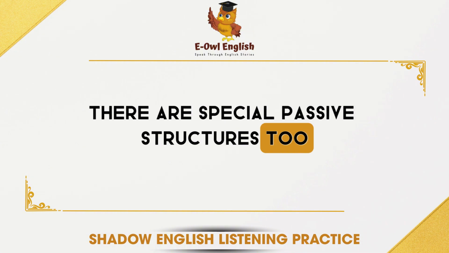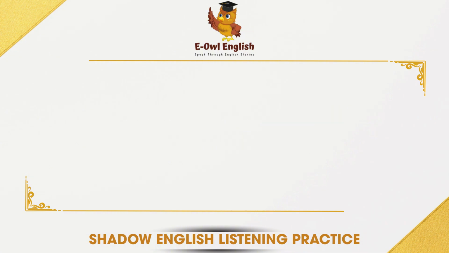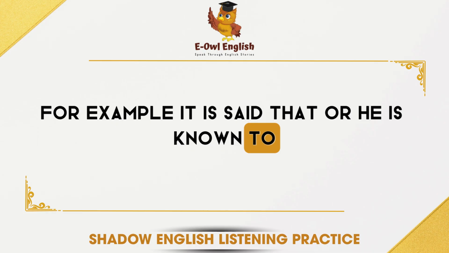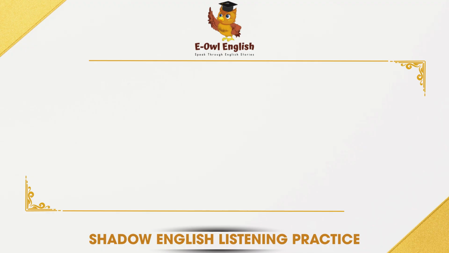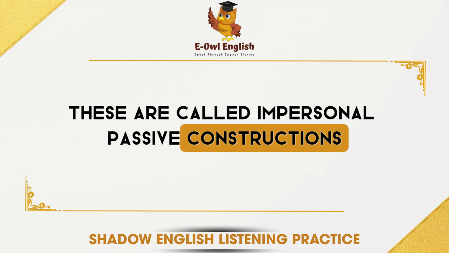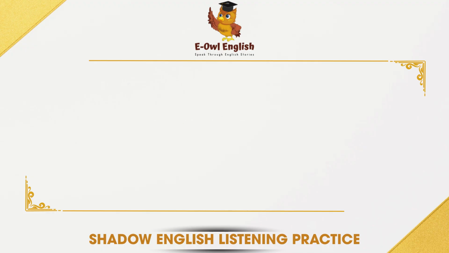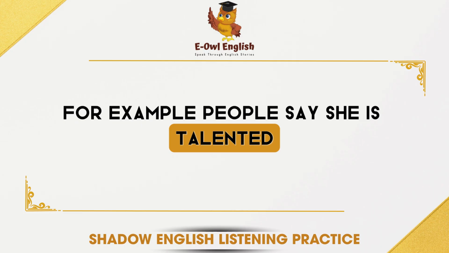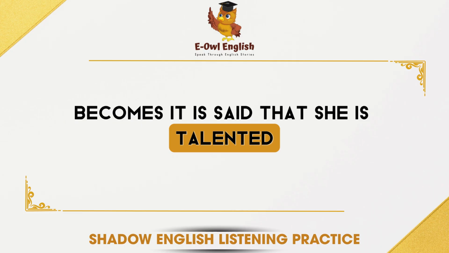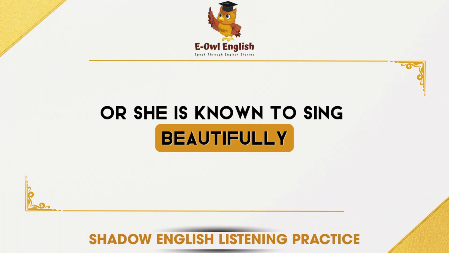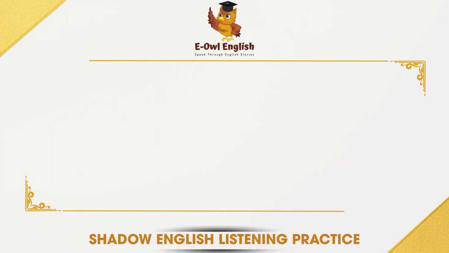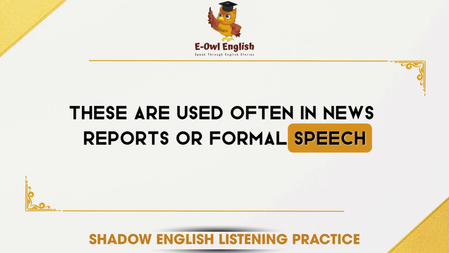There are special passive structures too. For example, "it is said that," or "he is known to." These are called impersonal passive constructions. For example, "people say she is talented" becomes "it is said that she is talented." Or "she is known to sing beautifully." These are used often in news, reports, or formal speech.